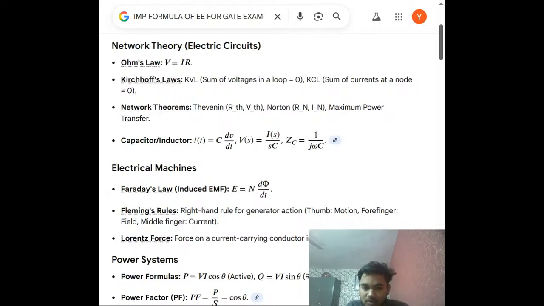Ohm's law. According to Ohm's law, V equals IR, which means V, voltage, is directly proportional to I, and V is also directly proportional to R.